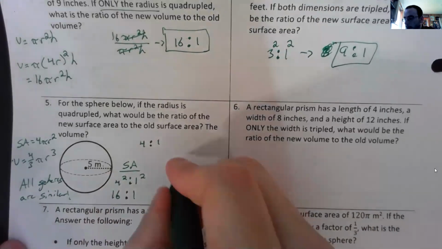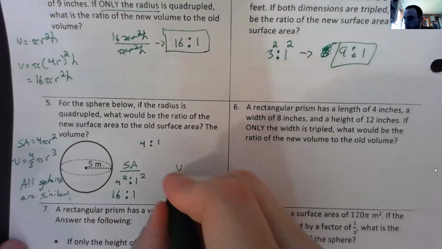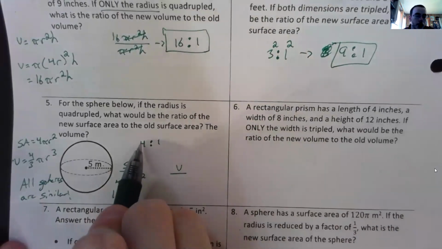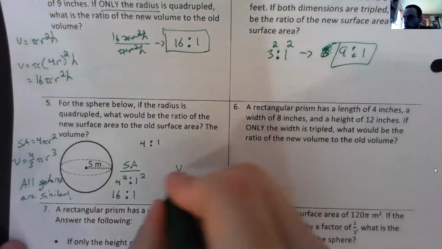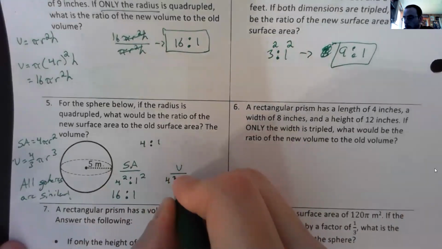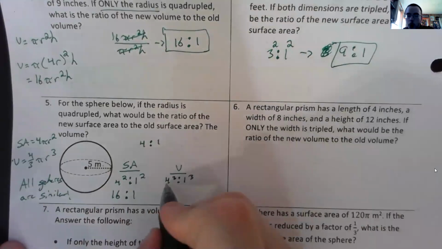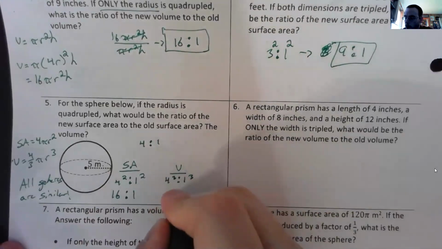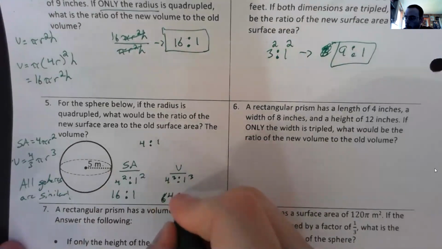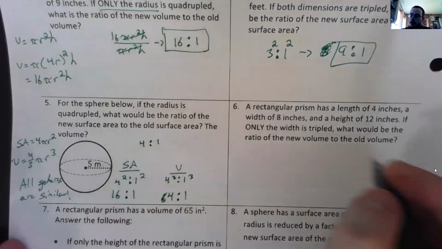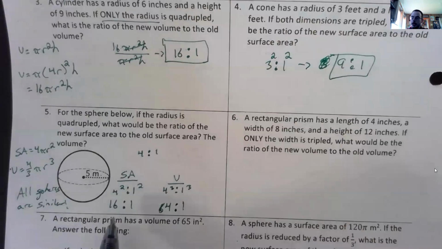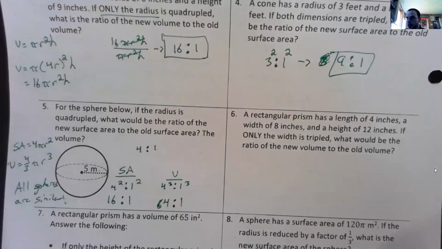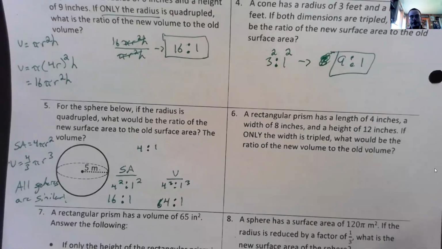Then we're going to do the same thing to find the volume. For volume you have to cube, because it's measured in cubic units. 4 cubed is 4 times 4 times 4, which is 64. 1 cubed is 1. So our ratio of the surface areas is 16 to 1, and the ratio of the volumes is 64 to 1.